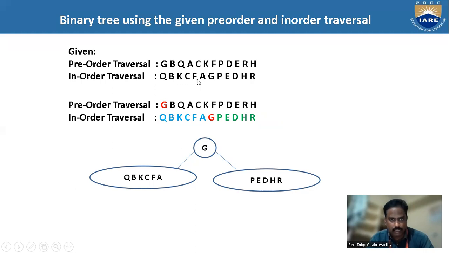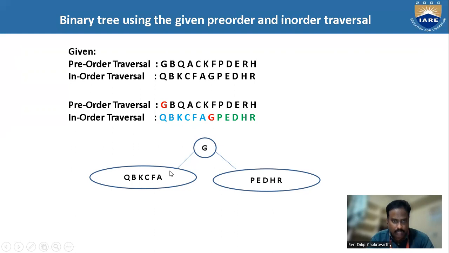Where we are getting here in order? So here we are getting Z. That means this part is left and this part is right. I hope it is clear. Okay, so in order means left, root, right. So we are placing this root here. So this is the left, that is QBKCFA is left and PDHR is right.